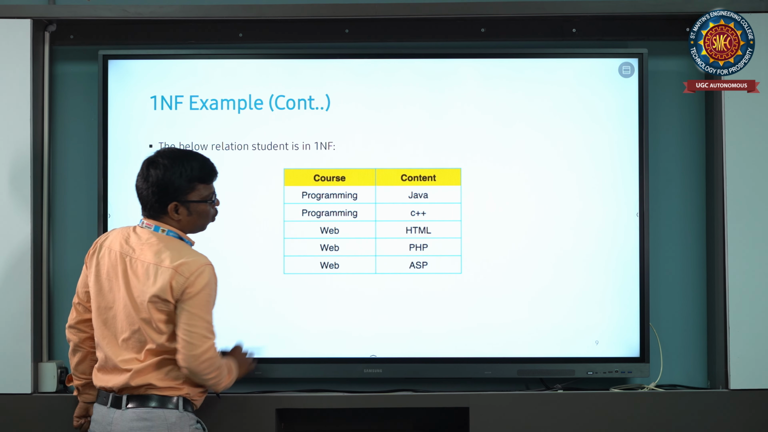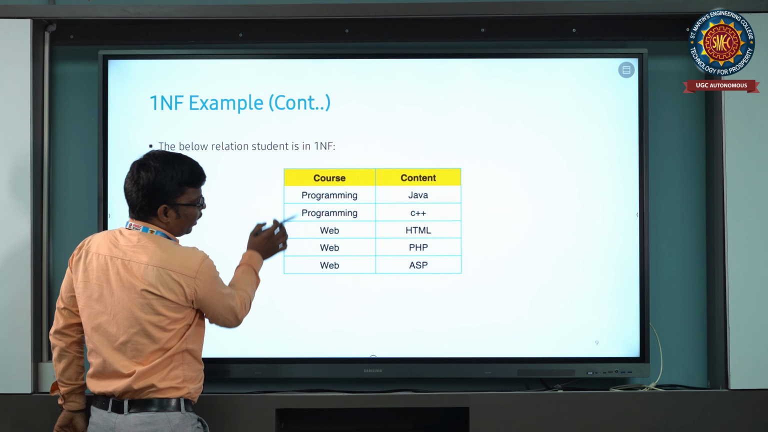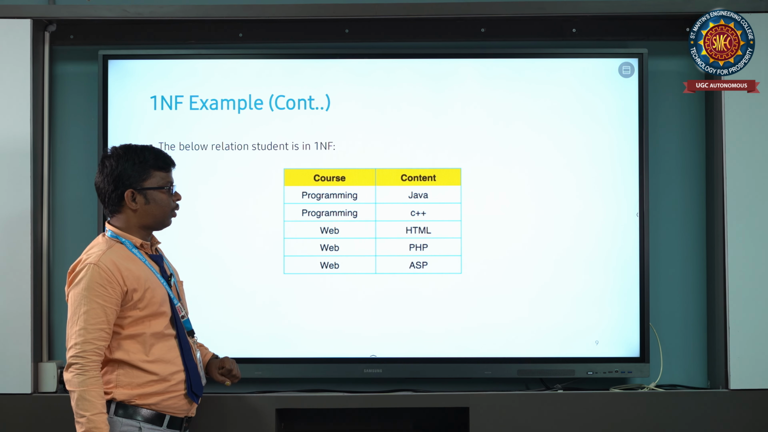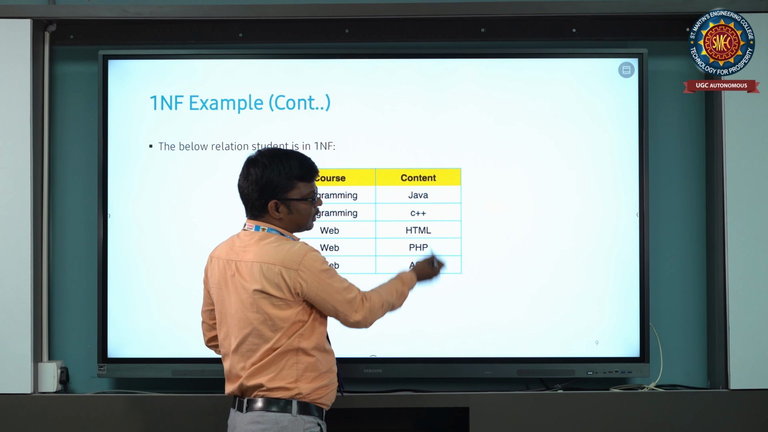So the table must satisfy first normal form. You can observe here unique values are there. See, multiple values are not inserted in the attribute. So it satisfies first normal form. Then you can observe this second attribute.